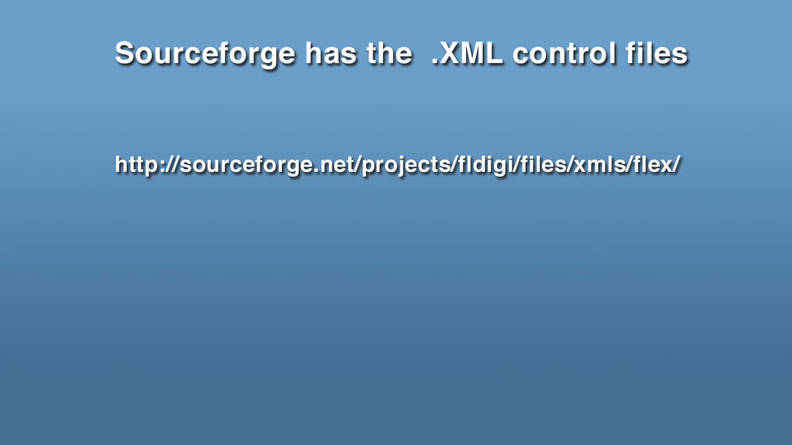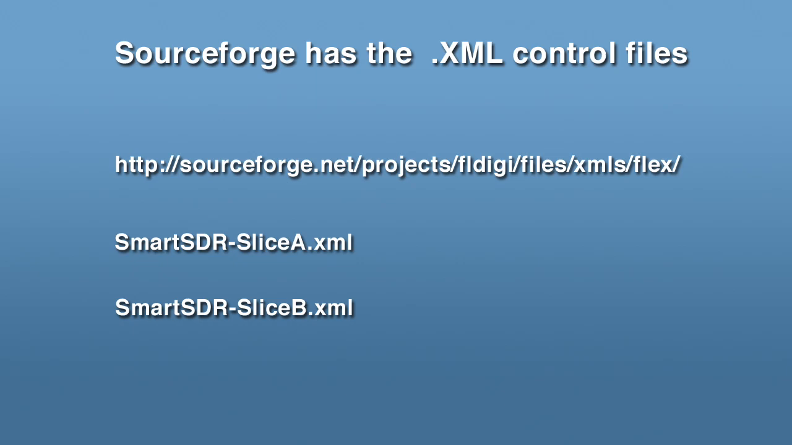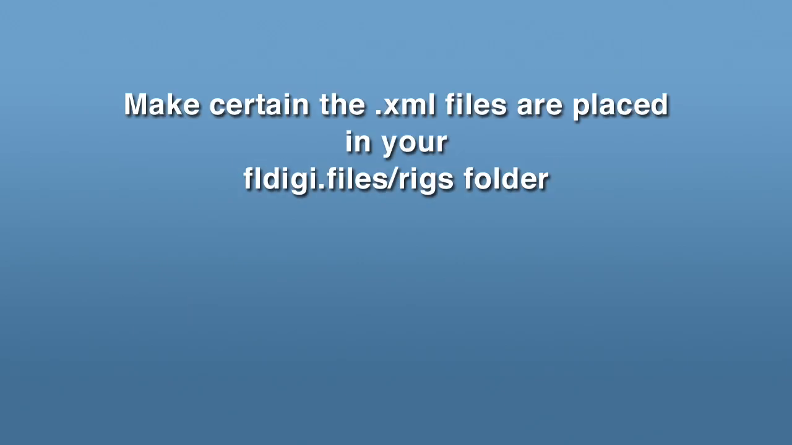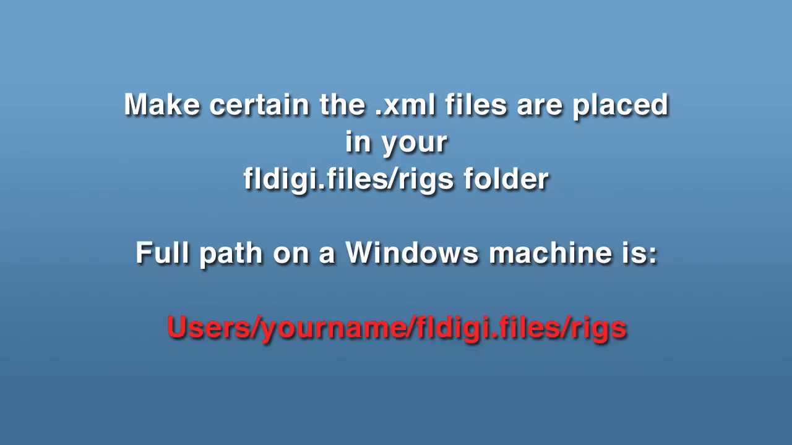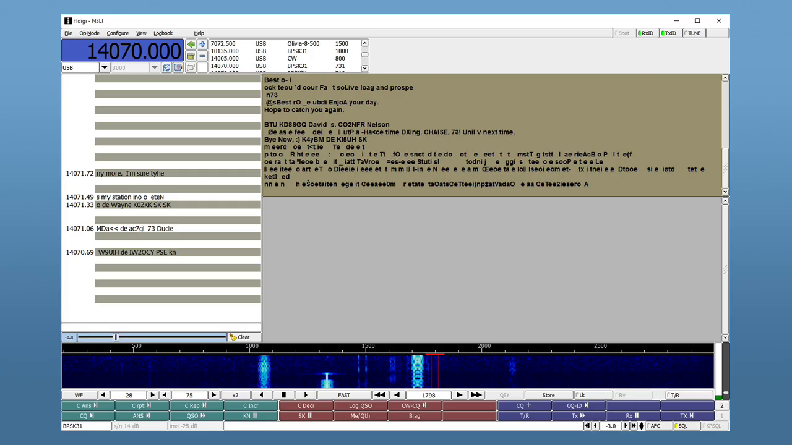There are two files that we want, smartSDR-sliceA.xml and smartSDR-sliceB.xml. Strictly speaking, you only need one of them, but as you learn more about SmartSDR, the B-slice will come in handy for you. You'll want to make certain you place those files in the right folder on your computer. On a Windows machine, that is the users/yourname/fldigi.files/rigs folder.